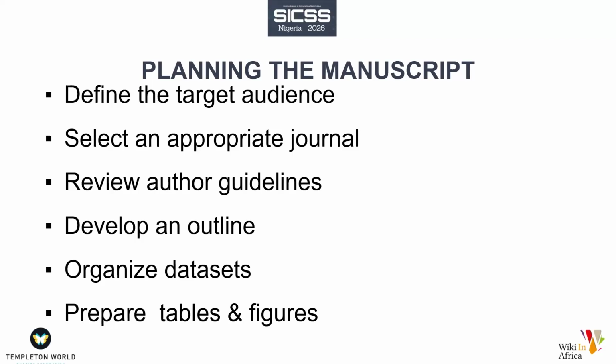Then you must select an appropriate journal, because this is key to accepting your work and sending it out for assessment. For example, if you're publishing something about malaria in children, you're not going to send that to a history journal. Neither are you going to send that to a journal that has to do with hearing. So you select one, and you review the author guidelines. You must go through the author guidelines of the journal you want to publish in. The author guidelines are very specific about what you require when you are sending your article for publication.